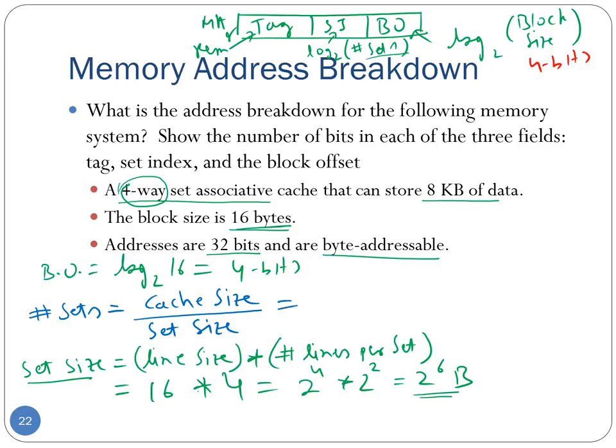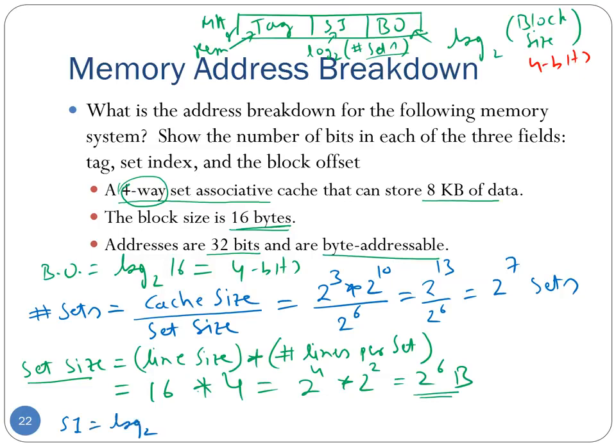We have cache size given as 8 kilobyte. So 8 is 2 cubed and a kilo is 2 to the power 10. So the cache size is 2 to the power 3 into 2 to the power 10, and the set size is 2 to the power 6. Divided by 2 to the power 6, this is 2 to the power 13 divided by 2 to the power 6, which is 2 to the power 7 sets. Essentially the set index will have log2 of 2 to the power 7, which is 7 bits. Okay, so the set index in this case, this field here, has 7 bits.